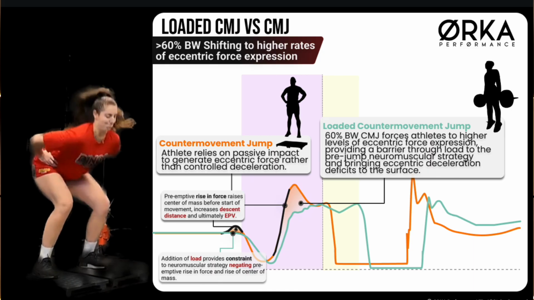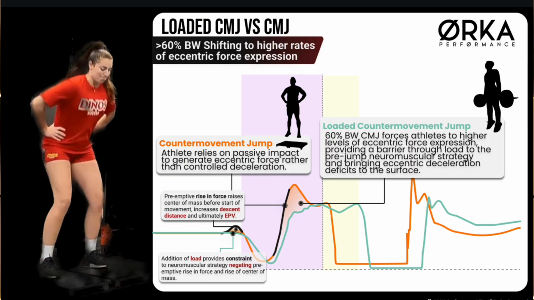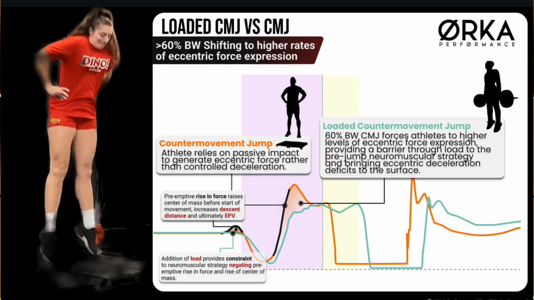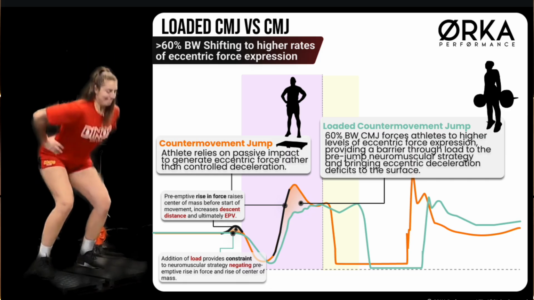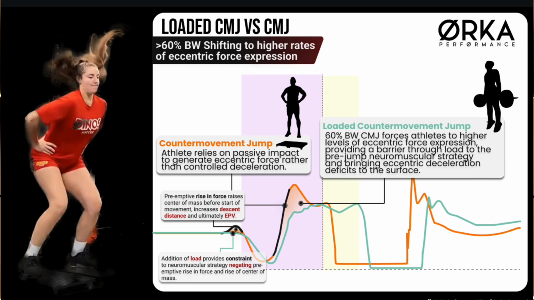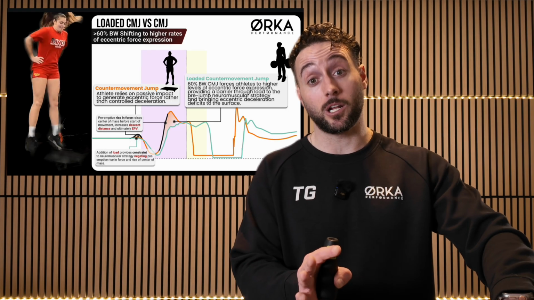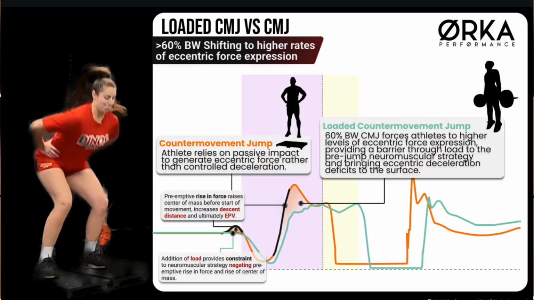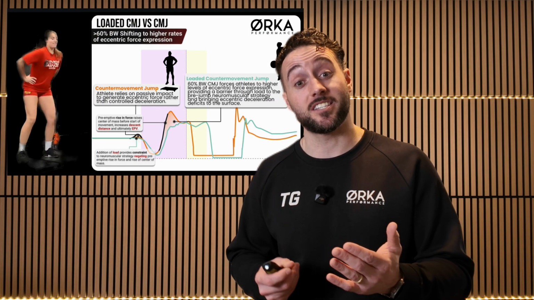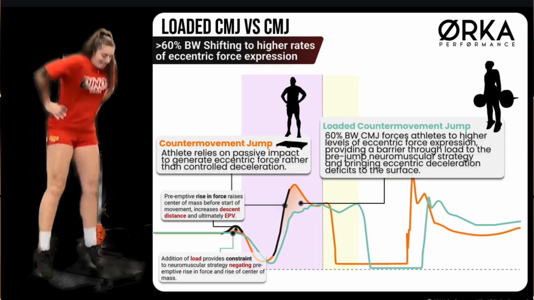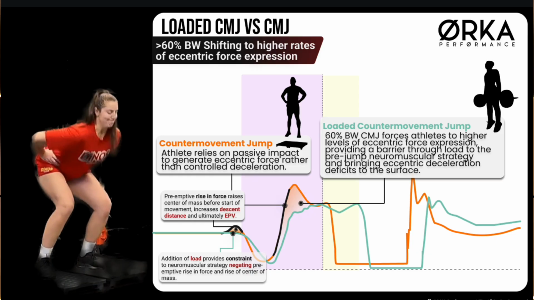In this example, we take a look at how that changes things for Avery. What we end up getting is this addition of load in green. This would be a 60% body weight counter movement jump. The additional load provides a constraint to the strategy she's trying to pull on, and it negates this preemptive rise in force and center of mass. This 60% CMJ forces her towards higher levels of eccentric force expression, and it provides a barrier to that preemptive neuromuscular strategy, and it brings these eccentric deceleration deficits to the surface. Okay, so we can start to manipulate test selection and influence strategy via constraints, not just cues.